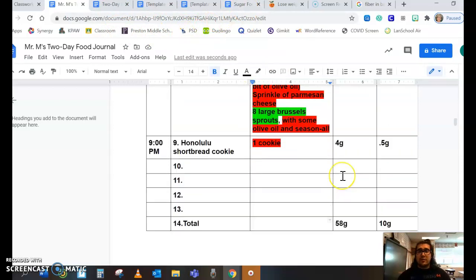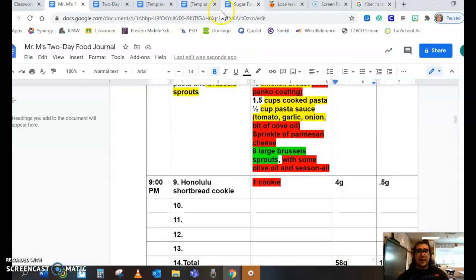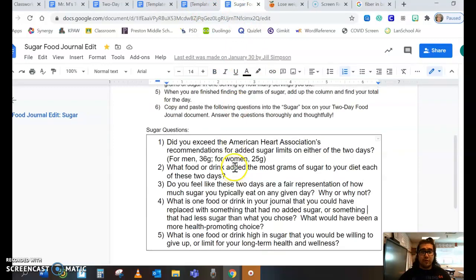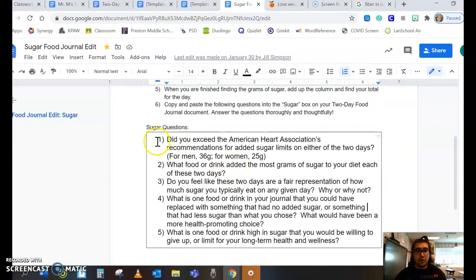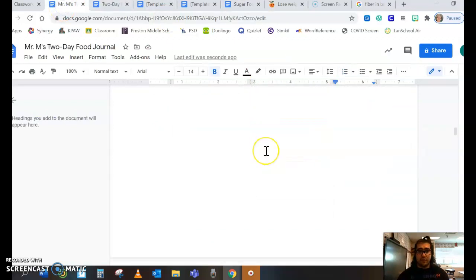So then, once you do all of that, you calculate all of these out for both days. I don't want a total for both days. I want a total for each individual day, but you will have to do both days regardless. Once you do all of that, then you go back to the food journal edit, and there are sugar questions, which you will need to copy and paste into your food journal.